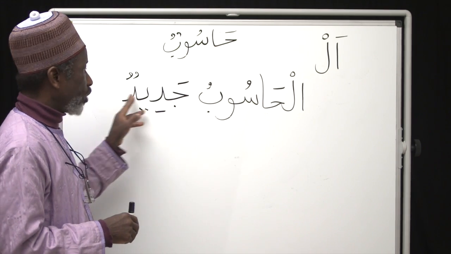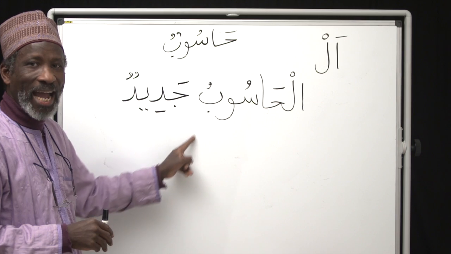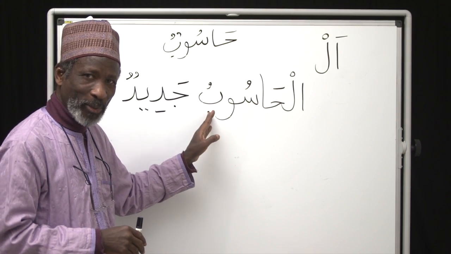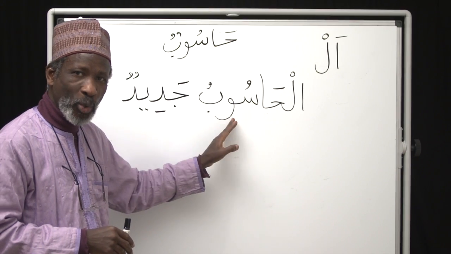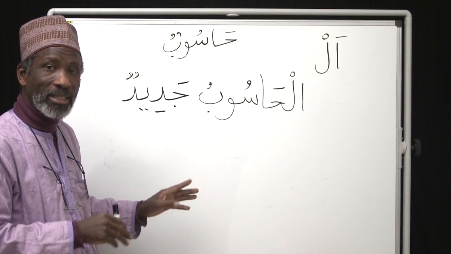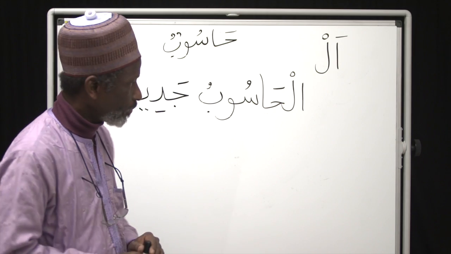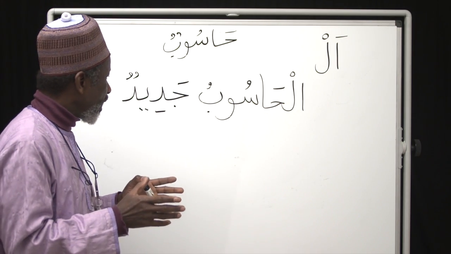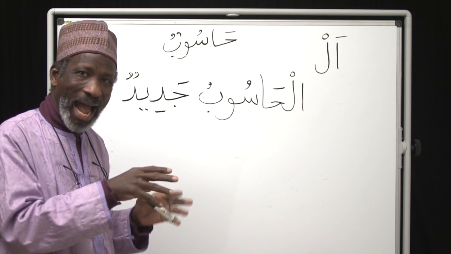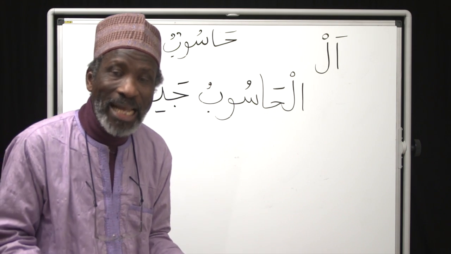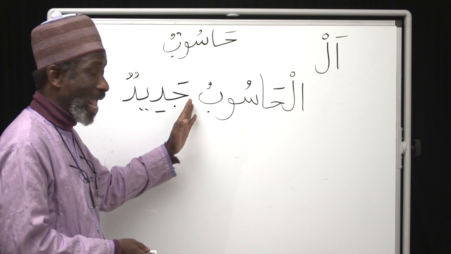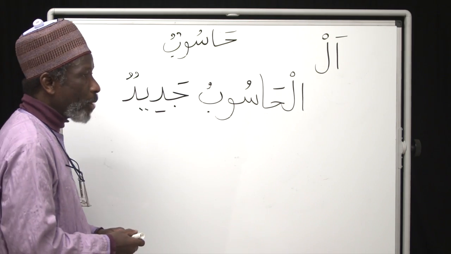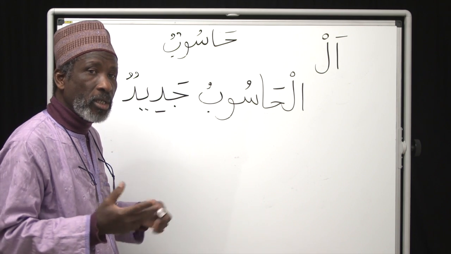Al-hasubu jadidun, the is is hiding because we drop the L. We say the computer a new. The computer is new. You cannot say it, but it's implied and embedded. And that's how you can really manipulate the usage of noun and adjective to have a complete sentence in Arabic without actually saying the is. Al-hasubu jadidun.